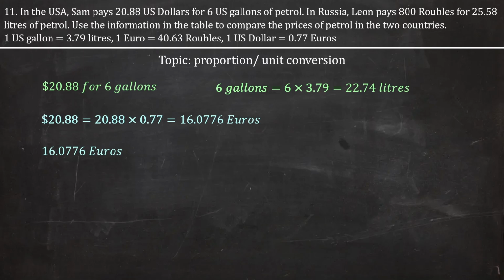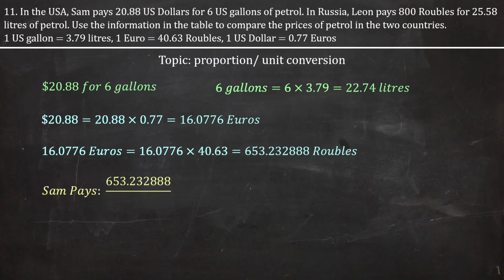From euros to rubles, 16.0776 euros, you times that by 40.63, which is the conversion, and that's going to give me 653.232888 rubles. Now I have it in liters and rubles, I can compare it with Leon. So Sam pays the amount of rubles that he pays, which we found before, divided by the amount of liters. He pays 28.726 rubles per liter.